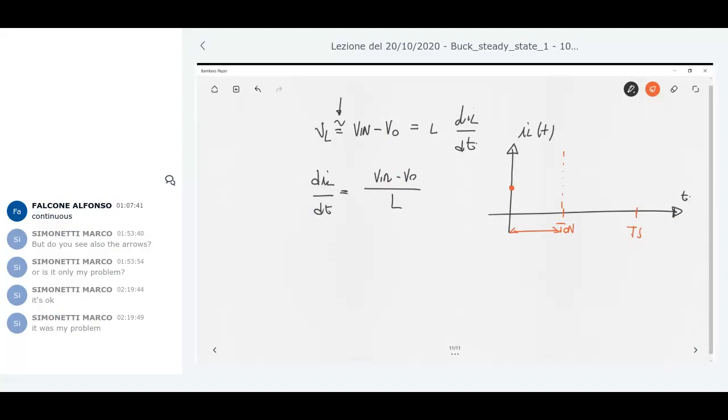The current is rising up with this slope. The current is rising up in a linear way. The slope here is Vin minus V naught divided by L. So it depends on these quantities: V in, V naught, and inductance. We can call this current minimum inductor current, and this is the maximum.